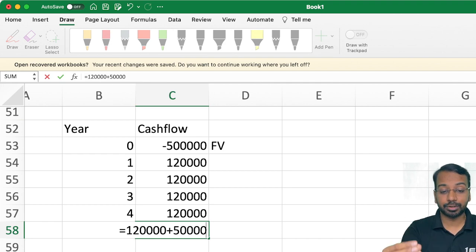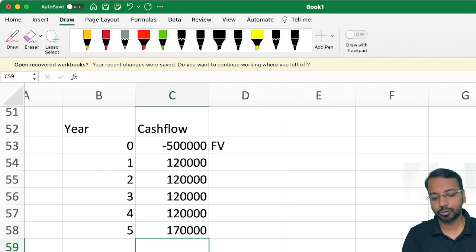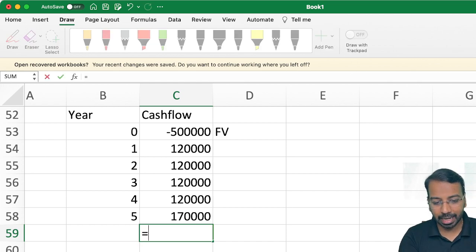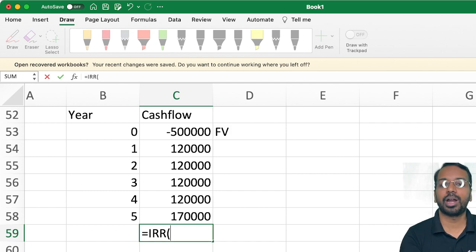I gave you an asset worth 5 lakhs. You gave me 1 lakh 20 for 5 years, and at the end of the lease term, you gave me 50,000. So total inflow for me is 170, right? Now what the lessor does is, in his mind, he asks what is my return? IRR. Sir, why are we using Excel? We don't get Excel in the exams. You are not even required to calculate this in the exam. They will give it to you.